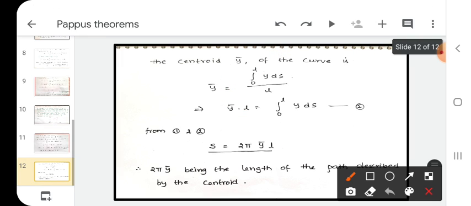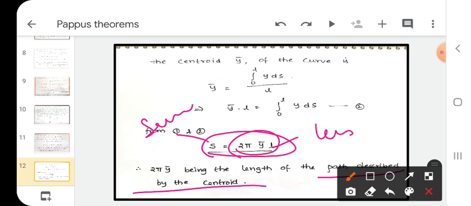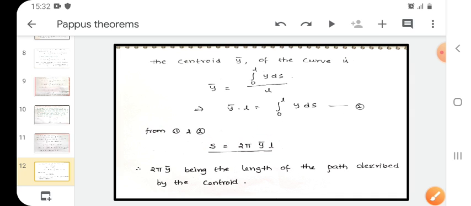So here we get S equals, S means surface of revolution, L means length, and 2 pi y bar is the path described by the centroid. This is the Pappus theorem on surface of revolution. These two are the most important theorems in integral calculus 4th unit. Okay.